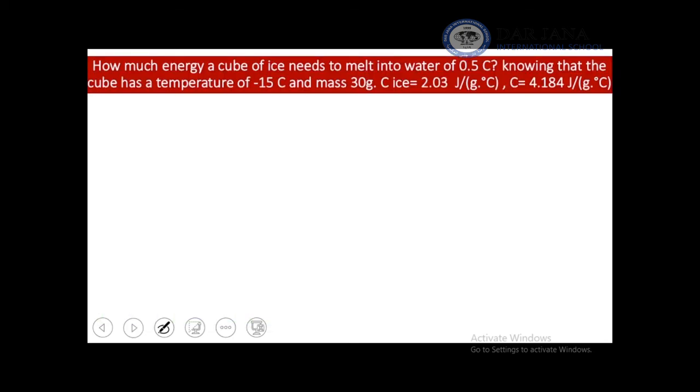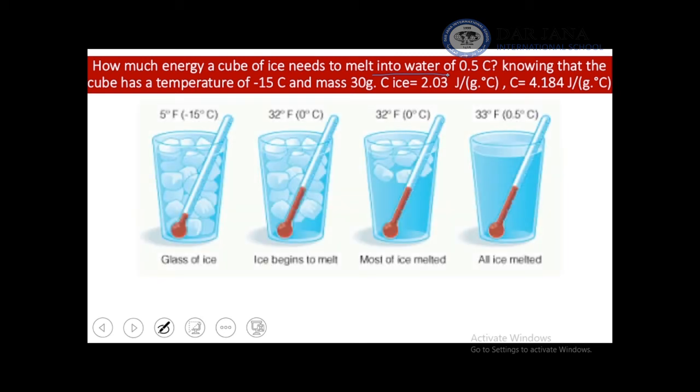How much energy does a cube of ice need to melt into water at 0.5 degrees Celsius, knowing that the cube has a temperature of negative 15 and a mass of 30, the ice specific heat is 2.03, while the water specific heat is 4.184? If we have a cube of ice and we want to melt it, but the ice is not at the melting point.